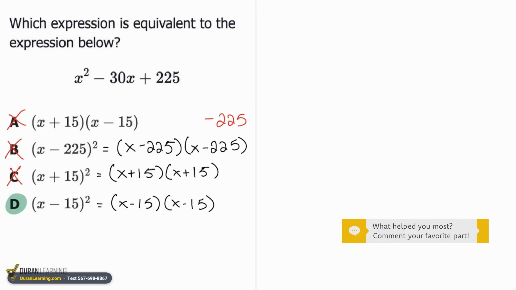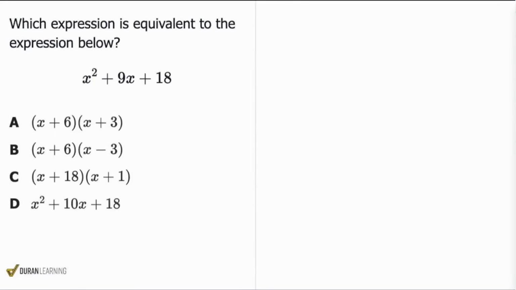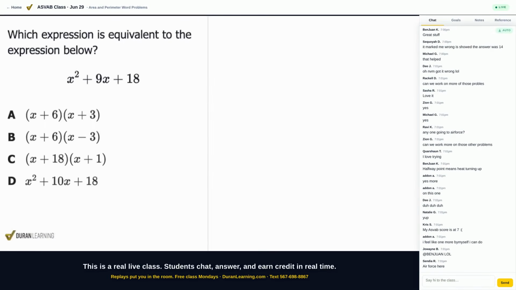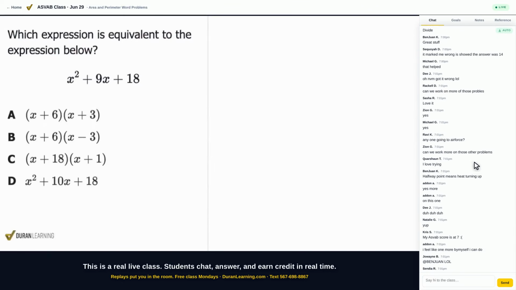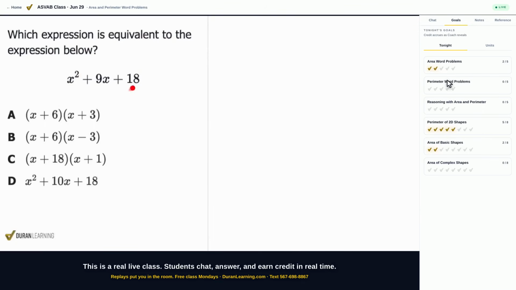So there we go, my party people. That concludes a nice little session for factoring polynomials. Let's try this example out. This one says, which expression is equivalent to this expression below? We have a trinomial here: x squared plus 9x plus 18.